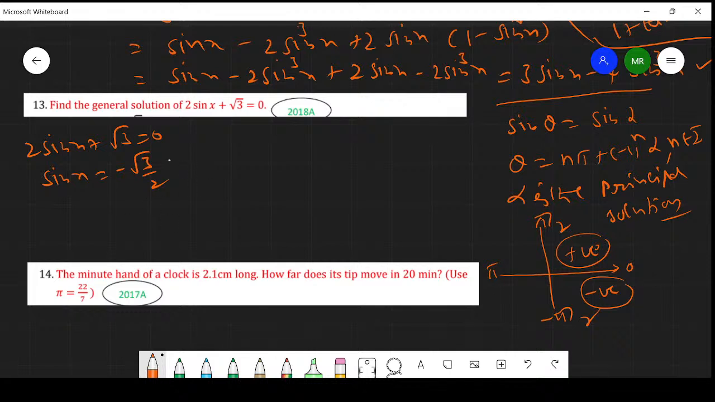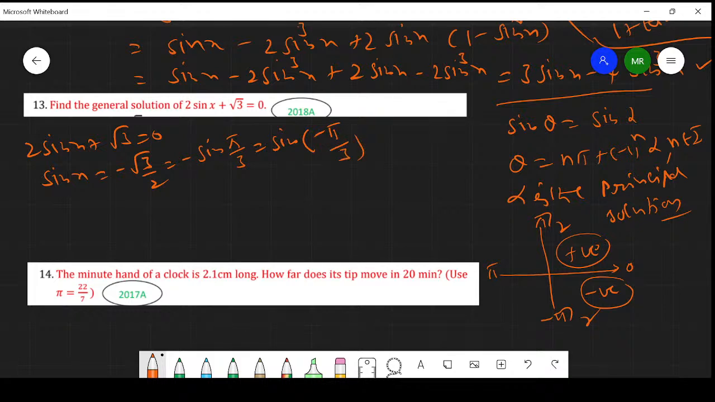Now, minus root 3 by 2. I can write minus sine 60 degrees, right? Sine pi by 3 is root 3 by 2. Sine 60, correct? Minus sine pi by 3. Understood here? Sine 60 is root 3 by 2. Minus sine theta, I can write sine of minus pi by 3.